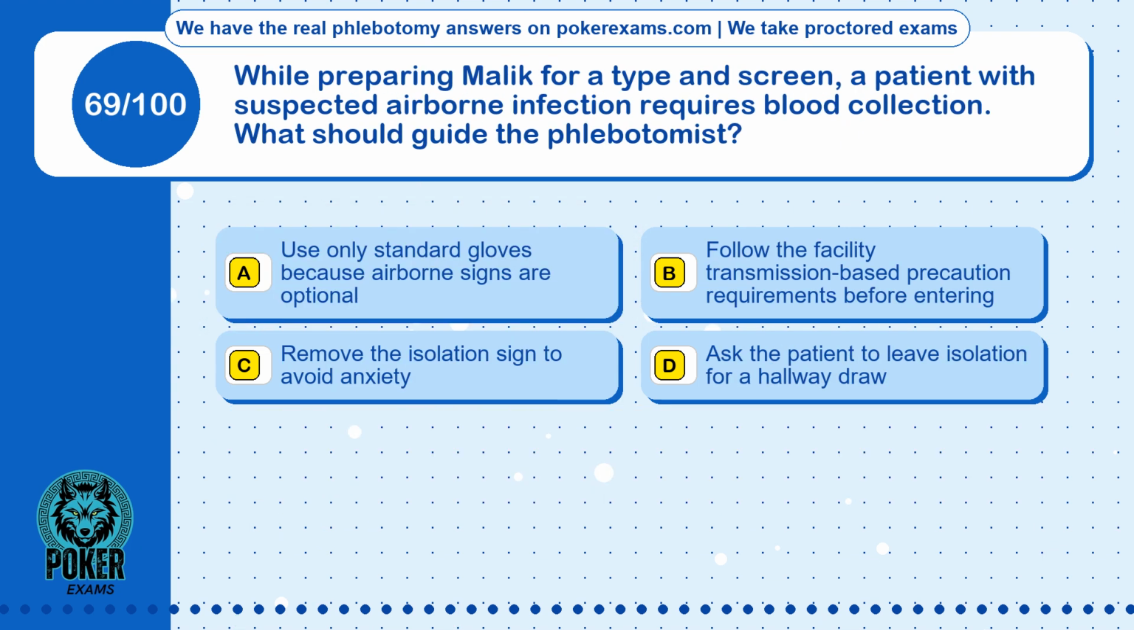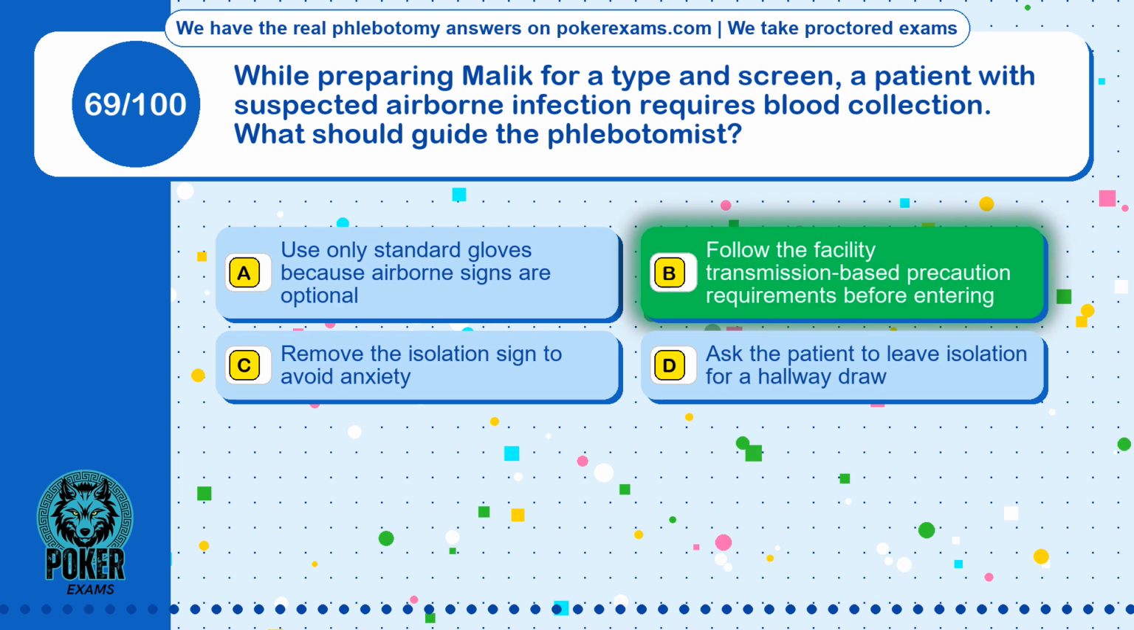Question 69. While preparing Malak for a type and screen, a patient with suspected airborne infection requires blood collection. What should guide the phlebotomist? Option A, use only standard gloves because airborne signs are optional. Option B, follow the facility transmission-based precaution requirements before entering. Option C, remove the isolation sign to avoid anxiety. Option D, ask the patient to leave isolation for a hallway draw.